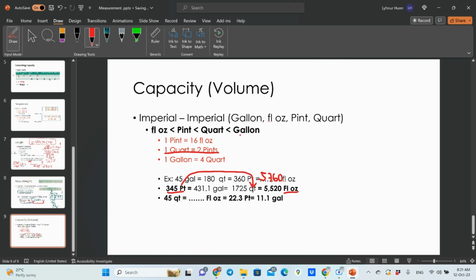multiplication or division? Oh, multiplication. Wait, small to big, right? From small to big units, so multiplication. No, small to big is division. But I did multiplication. So we divide 345 by 2, right? Divide by 2 is okay.